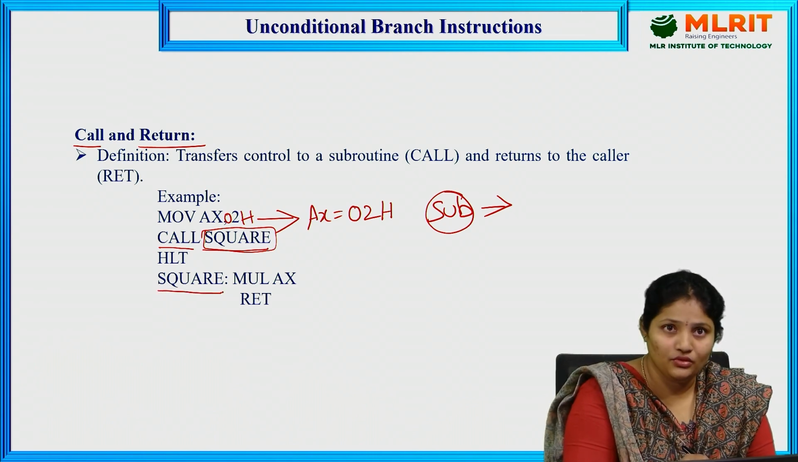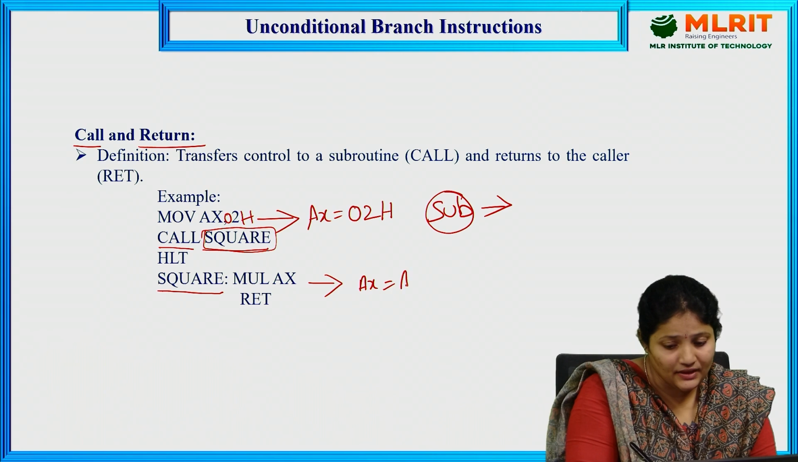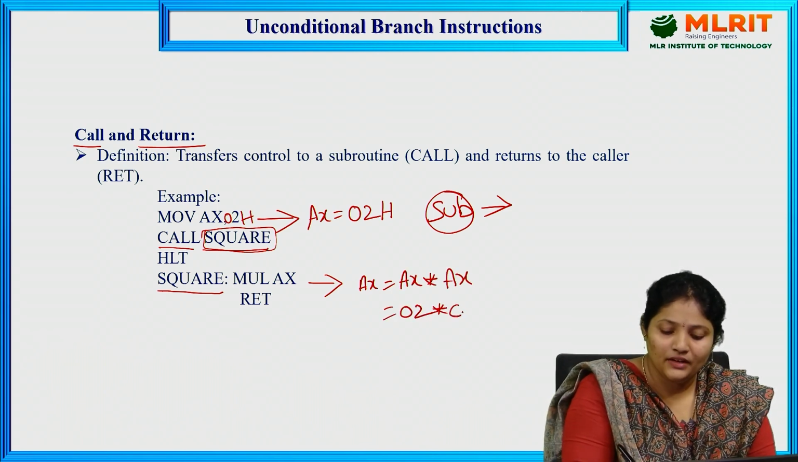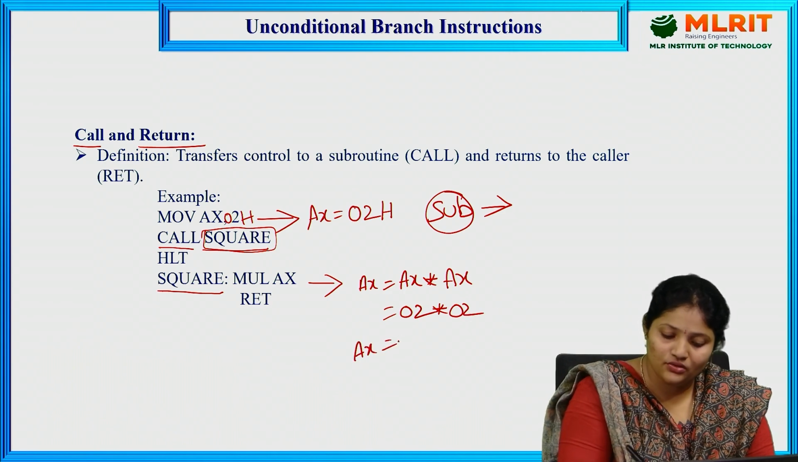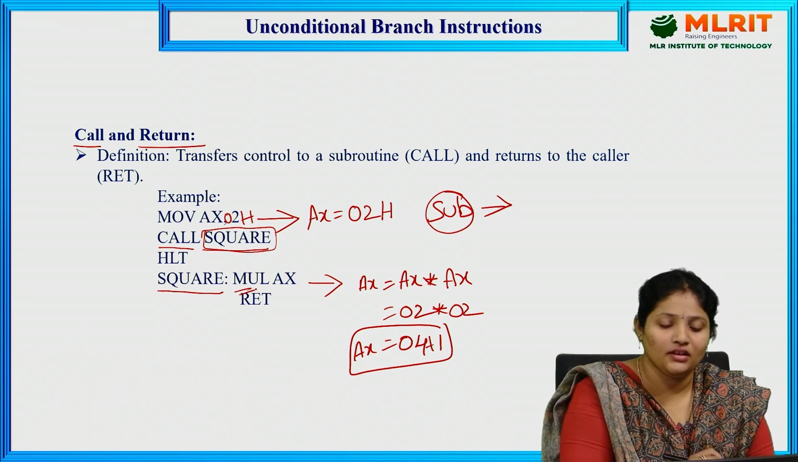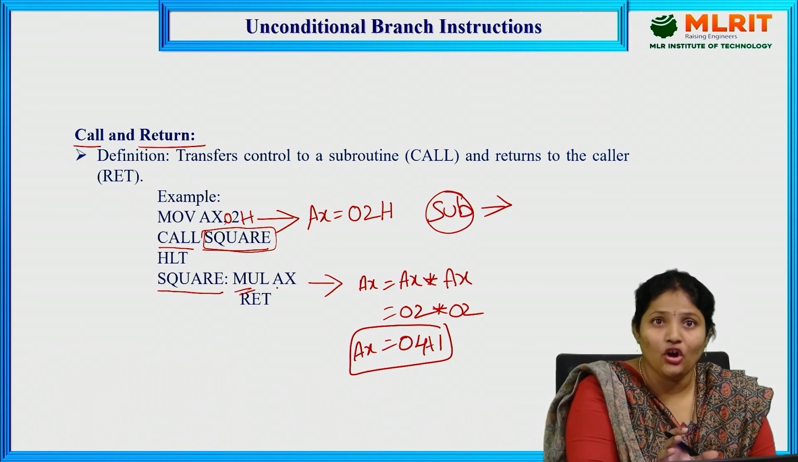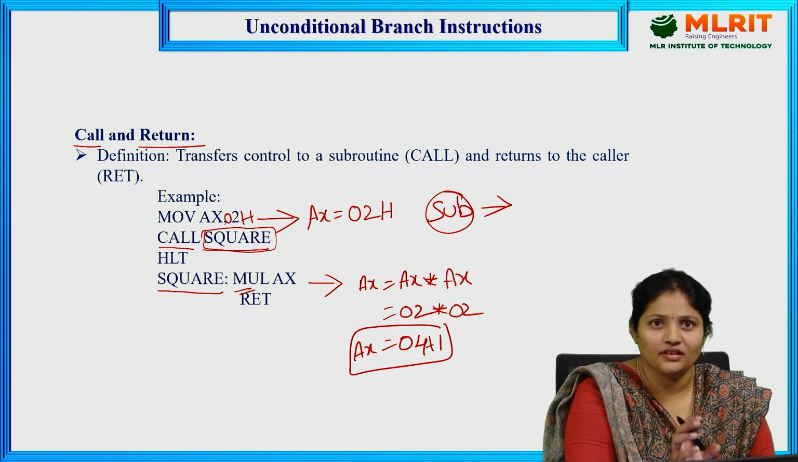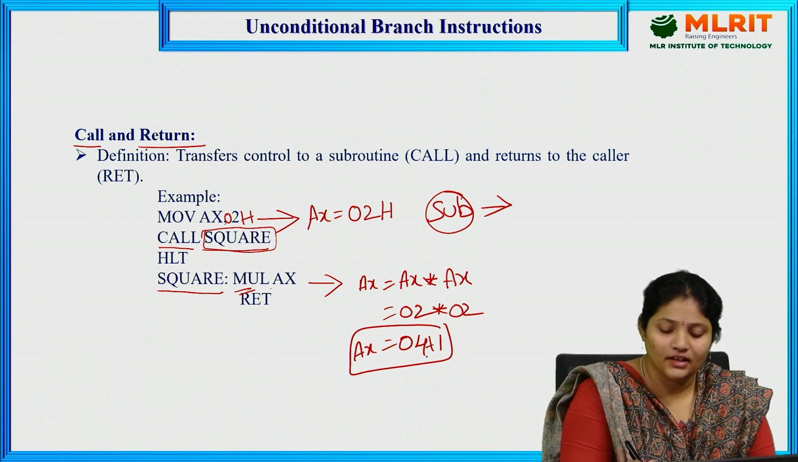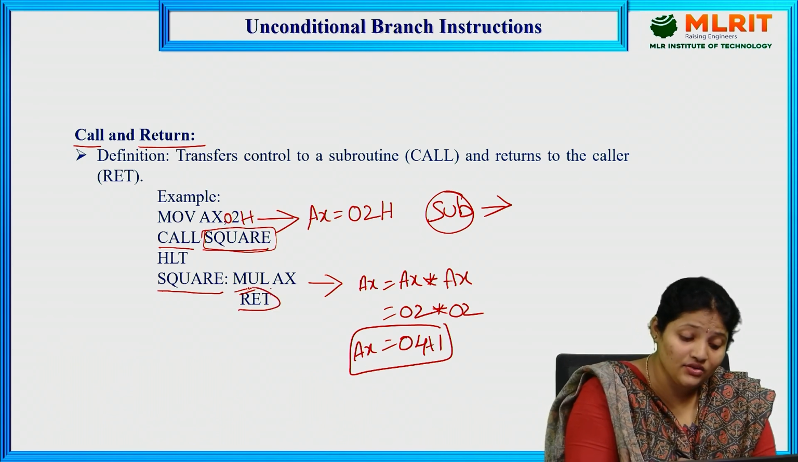So here the control transfer will be over here, and it will execute MUL AX. So the AX will be multiplied with the AX register itself. So 02 multiplied with 02, and the output will also be stored in the accumulator, because for the multiplication instruction the destination operand will also be the accumulator register itself. So here we are finding the square of the number. After this instruction, we got the output as AX equals 04H, and here the return instruction is mentioned.